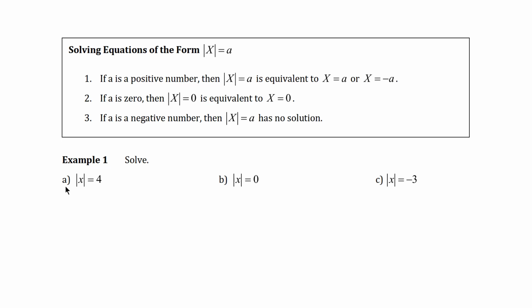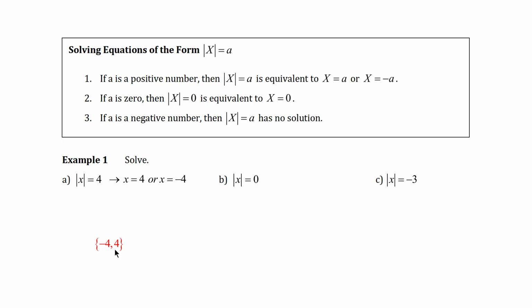For part A, we have that the absolute value of x is equal to 4. The first thing we need to do here is determine which of the three rules we need to apply. So, because the absolute value of x is equal to a positive number 4, we know that we apply rule number 1, where if we have the absolute value of x is equal to a positive number a, this is equivalent to x equals a or x equals negative a. So for this problem, the solution would be x equals 4 or x equals negative 4. And then we write our final solution using set notation. So I have curly brackets and then negative 4 comma 4 inside the curly brackets.